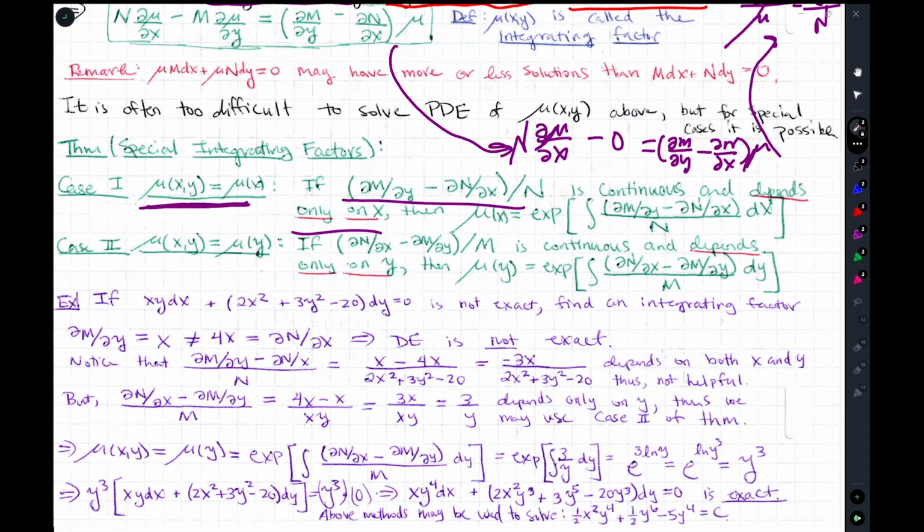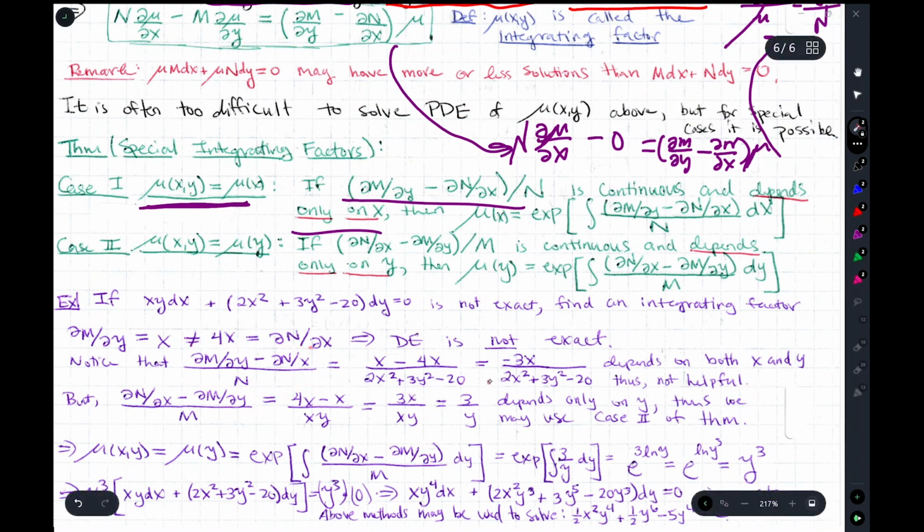So let's look at a concrete example. We have this. This isn't exact, okay? You can check. Partial M partial y is x, but partial N partial x is 4x, and they're not equal, so the differential equation is not exact. And so how do you know whether mu depends only on x or y? You check these expressions, okay? So we can check partial M partial y minus partial N partial x over N.